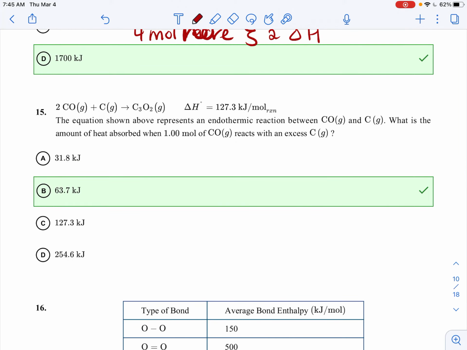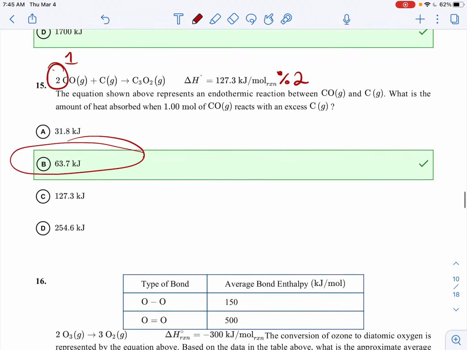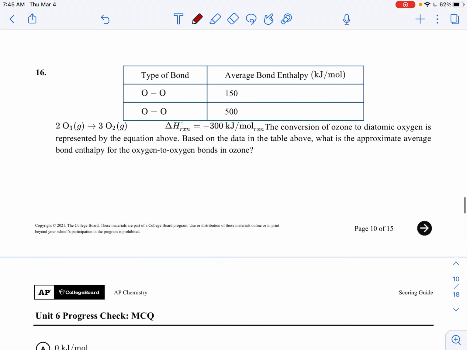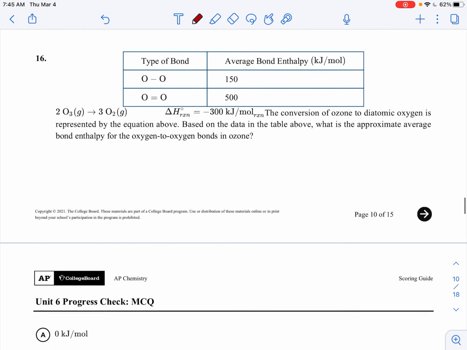Now, number 15. It says the equation shown above represents an endothermic reaction between carbon dioxide and carbon. What is the amount of heat absorbed when 1 mole of carbon monoxide reacts with excess carbon? So in my reaction I have 2 moles, but here I have 1 mole. And so I'm going to take the delta H in this case and divide by 2. So when I do 127.3 divided by 2, I'm going to get 63.7.